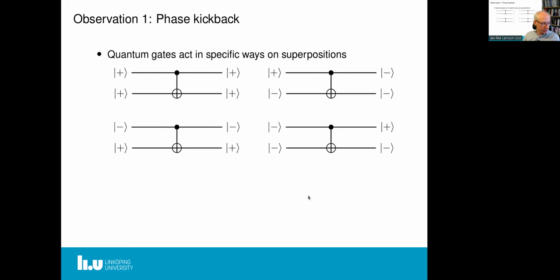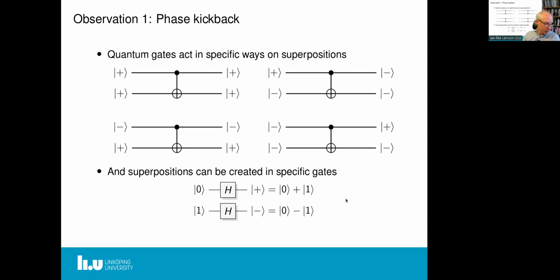If you do that for all four, you get this table. The examples we had is this one and that one. If you do the same kind of calculation for the other four, you get these expressions. And you know, and I know, that superposition can be created in this gate here.